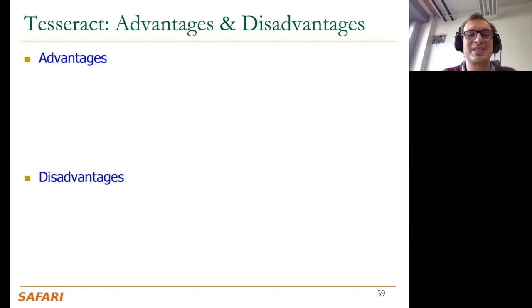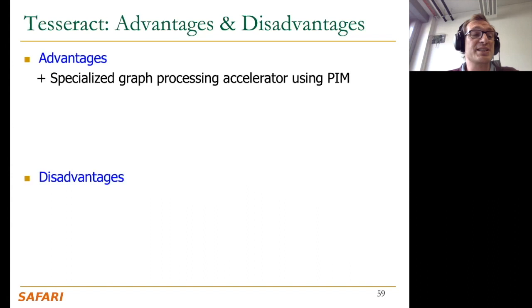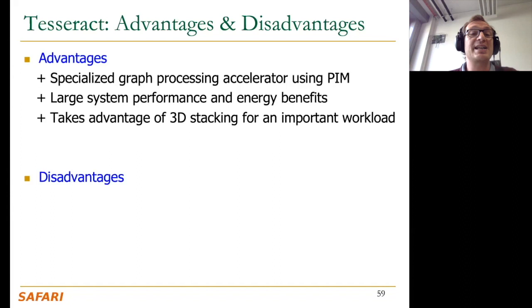Okay, I'll keep monitoring the questions, but let me talk about the advantages and disadvantages of this approach. This was perhaps the earliest approach in terms of specialized graph processing acceleration using processing in memory or near data processing. And it's one of the earliest approaches in using 3D stacked memories for really changing the entire system to improve performance and energy efficiency. And that's a big advantage, I think. Clearly, it shows good results, large system and performance energy benefits. It takes advantage of 3D stacking for an important workload.